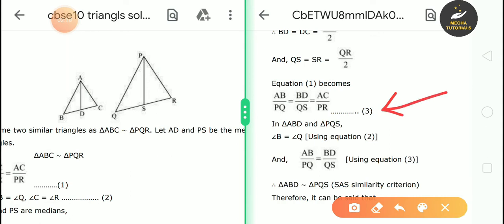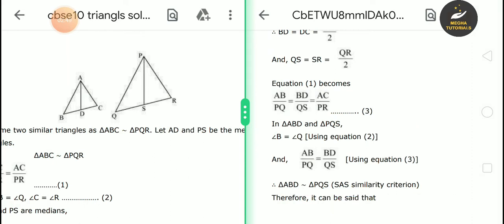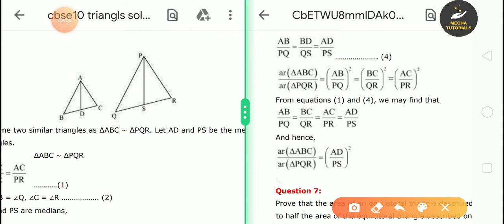Now check in triangle ABD and triangle QPS. This triangle and this triangle. Angle B is equal to angle Q, because original triangles triangle ABC and triangle PQR are similar, therefore respective angles are equal. That is from equation 2. And also from equation 3, AB upon PQ is equal to BD upon QS. That is, by SAS similarity test, we can say that triangle ABD is similar with triangle PQS. Therefore, we can say that AB upon PQ is equal to BD upon QS is equal to AD upon PS.